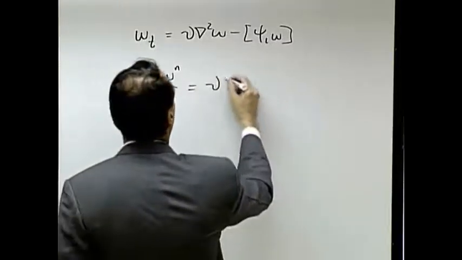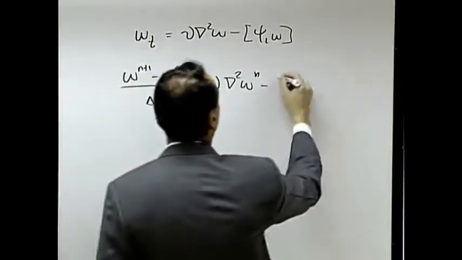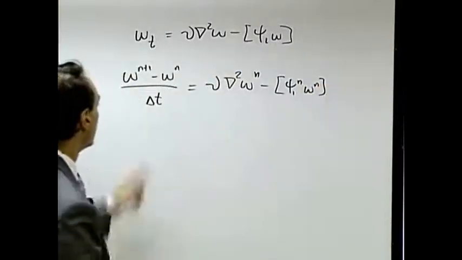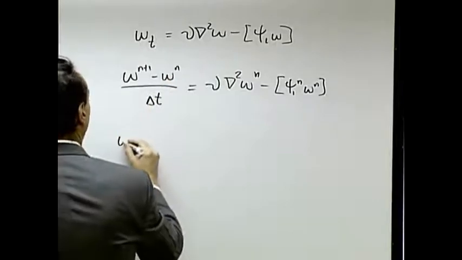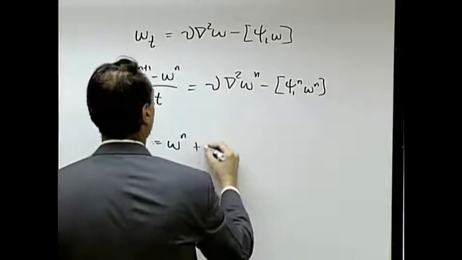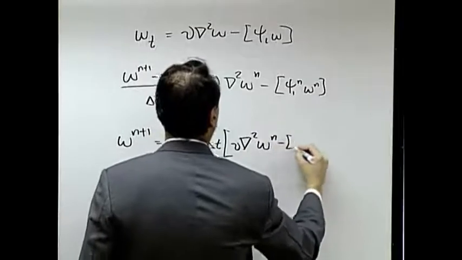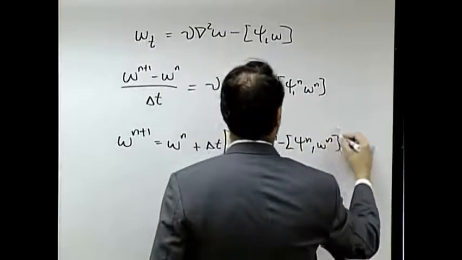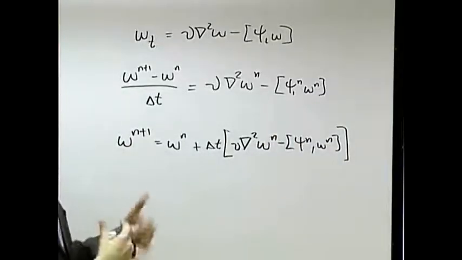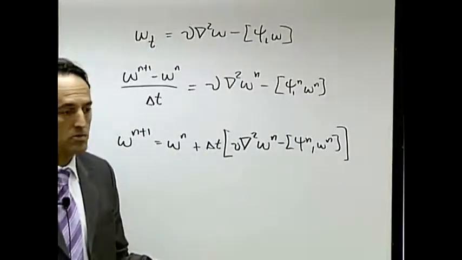This is equal to, and let's evaluate this stuff all at time n. So this is the nth time, and that's the n plus first time. I can take this delta t over, move the omega n over there, and notice what I have here is now an algorithm, much like what we had before, which is my vorticity in the future is what it is right now, plus a little bit of something.